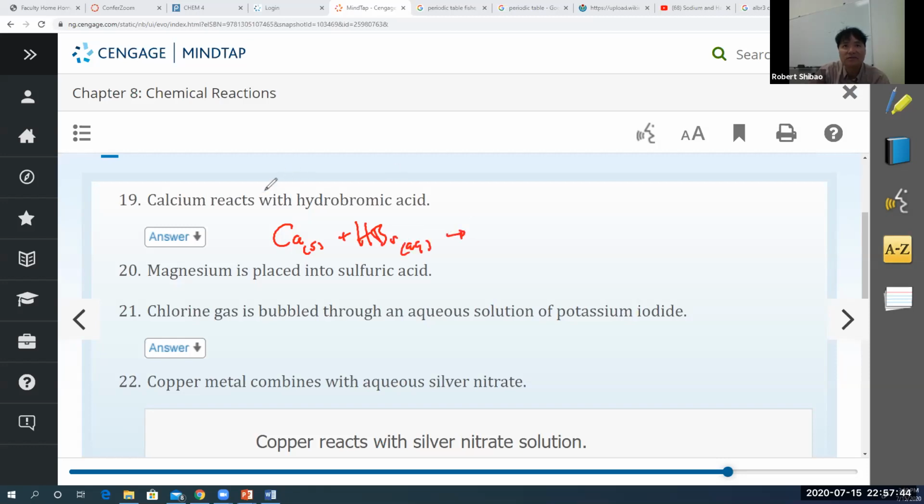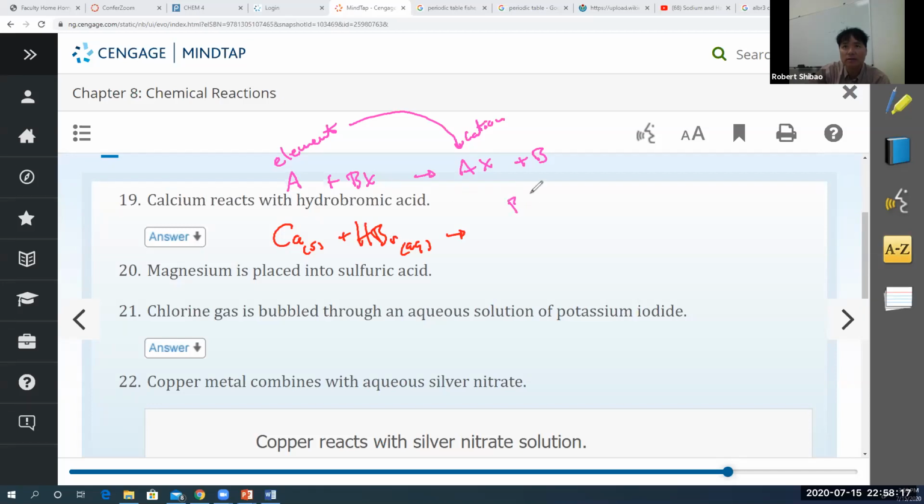And so what does this form? Well, first off, we see that this has a recognizable pattern. It's A, the element calcium, plus BX, the compound HBr. What is this going to yield? Well, this should yield AX plus B. And so what is A? A is going to go from an element to a cation. X is going to stay the same, so it's bromide.